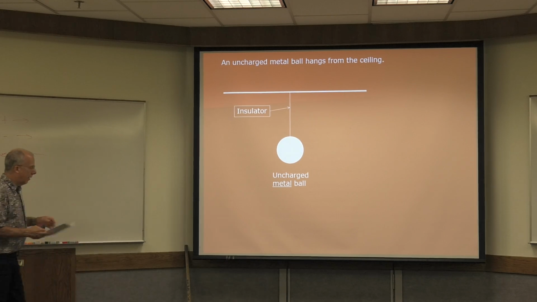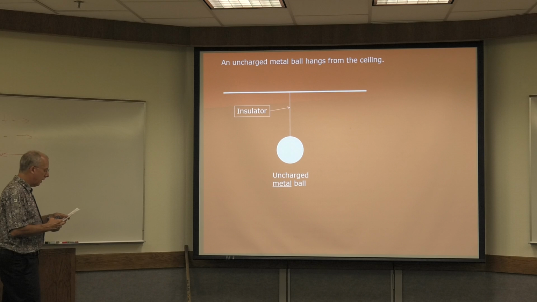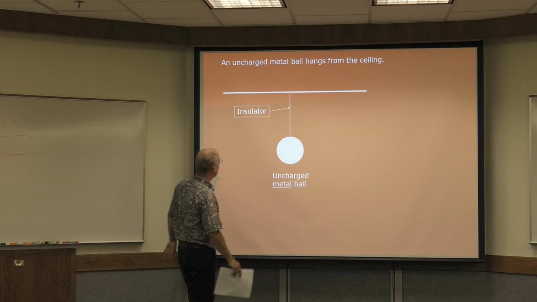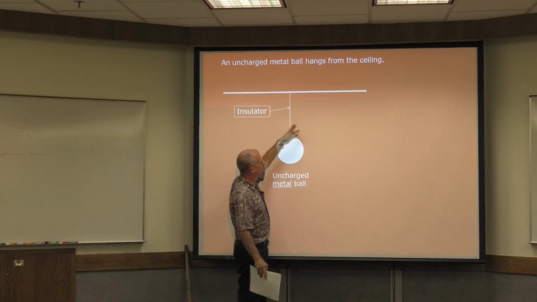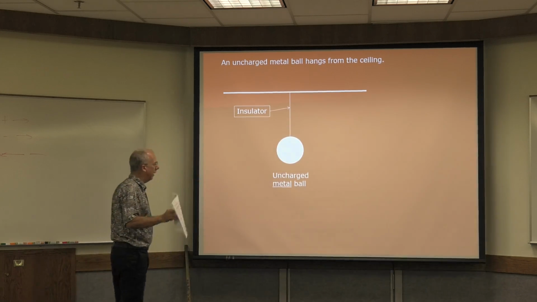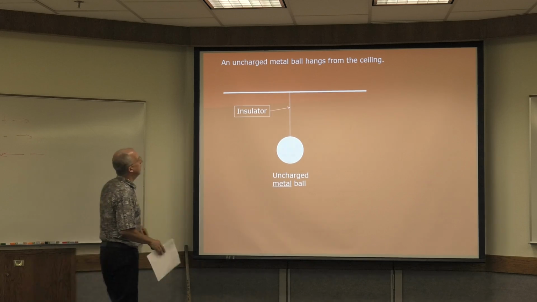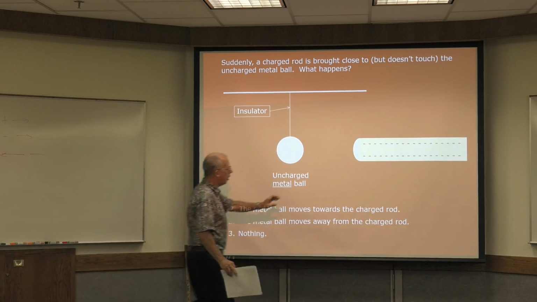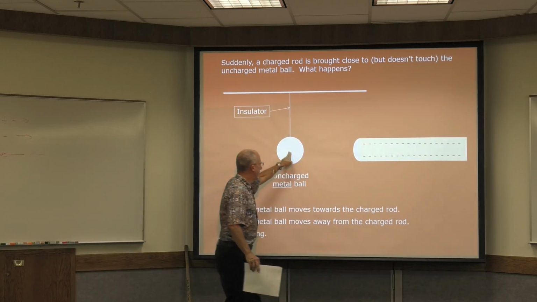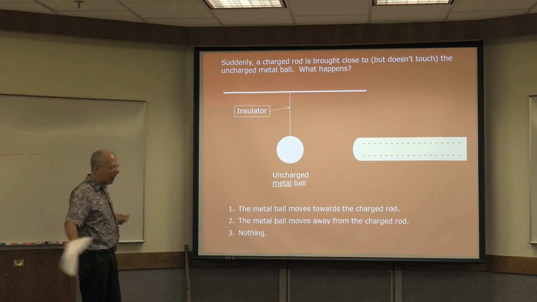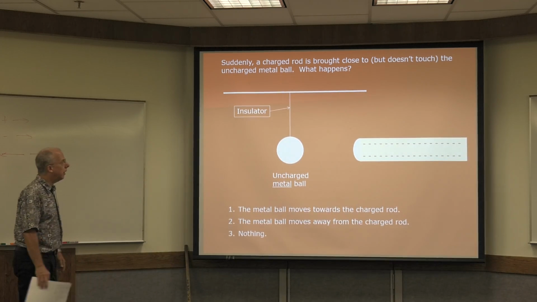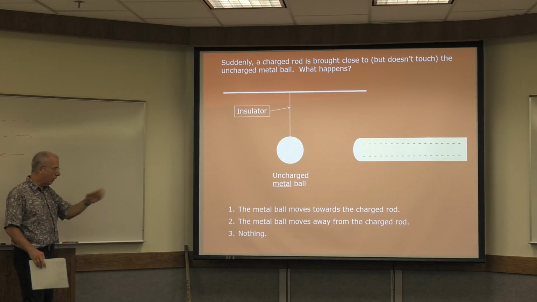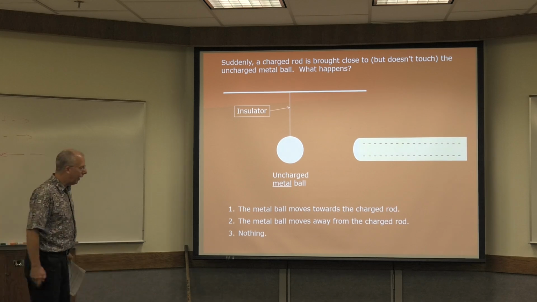All right, so let's learn something else, which is kind of interesting. So here we have a metal ball, and it's uncharged, so it's neutral. And this is an insulating string or wire or something like that. Think of an insulating string hanging from the ceiling. All right, whoopee. So then what we do, we bring this charged rod close to this neutral metal ball. No touching though, okay? No touching. Just bring it close. So the question is, what happens? So pause your video and come up with an answer.